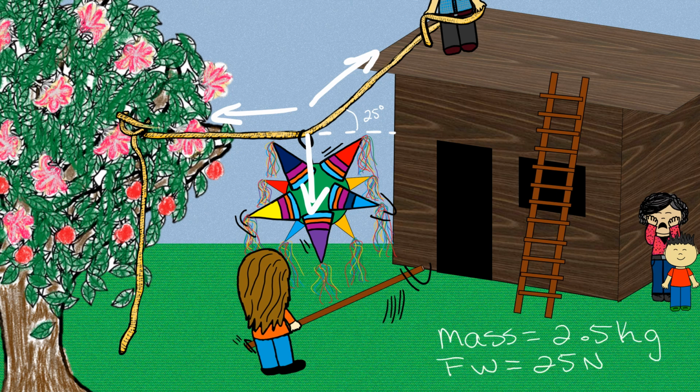That's right, Alex. Force weight would stay the same, but your tension forces would be different since you now have different angles. Thus, what would be your new net force? You got it, Alex. The net force would still be 0 because the piñata is moving at a constant velocity. Therefore, there is no acceleration. Thus, no net force, meaning the forces must be balanced.